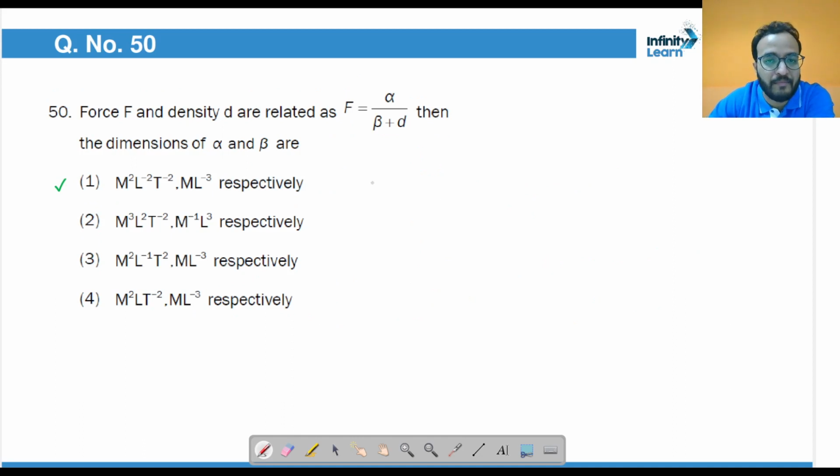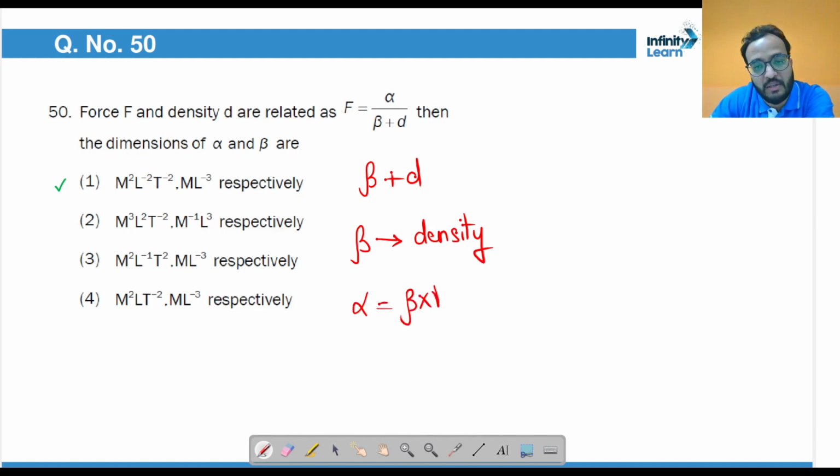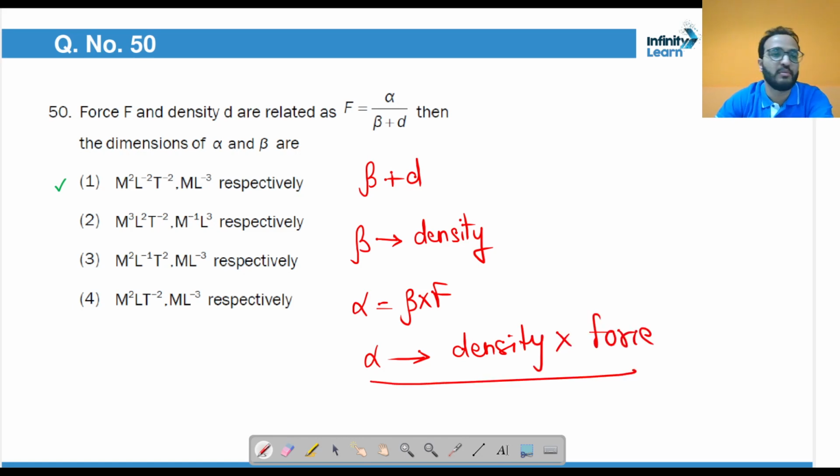This is very simple. Yeah, see, beta plus density. So beta must be having the dimensional formula of density. Then alpha is beta into force. So alpha must be having the dimensional formula of density multiplied by force. I guess you can do this question. There is no need to discuss this question, right?